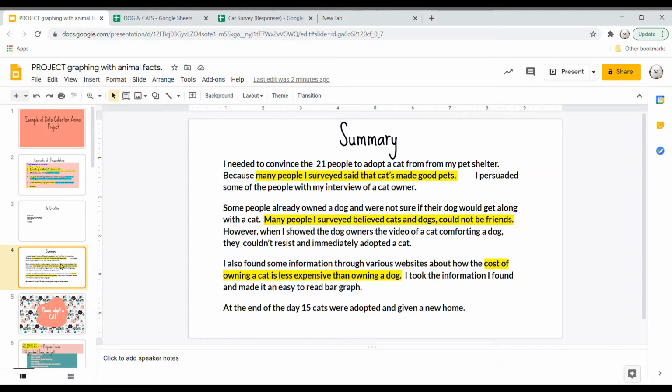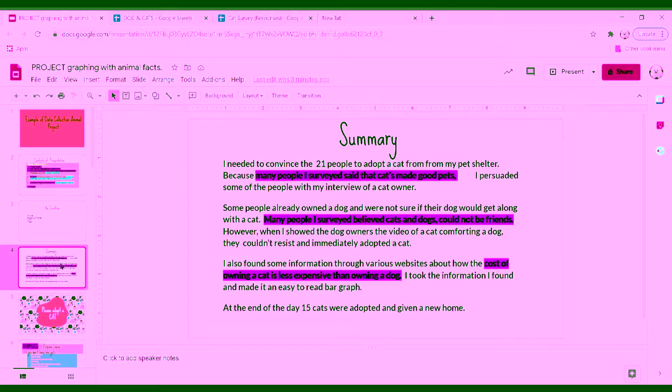Notice I highlighted in yellow for you the part where I used questions in a survey and how I'm going to use those responses to persuade people to adopt my cat. Some people already owned a dog. Many people I surveyed believed cats and dogs could not be friends. However, when I showed the dog owners the video of the cat comforting a dog, they couldn't resist and immediately adopted a cat. Once again, my summary includes how I used my survey.